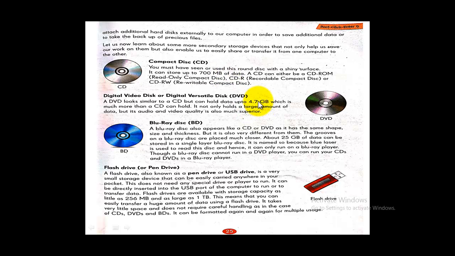More than 5 times, which is almost 6 times. A DVD can store almost 6 times as much as a CD, at 4.7 GB, which is much more than a CD can hold. It not only holds a larger amount of data, but its audio and video quality is also much superior.